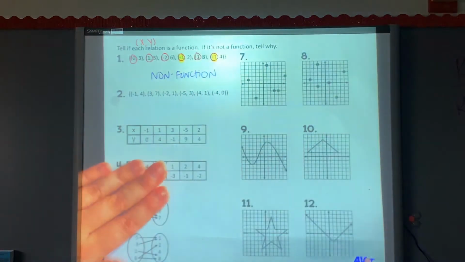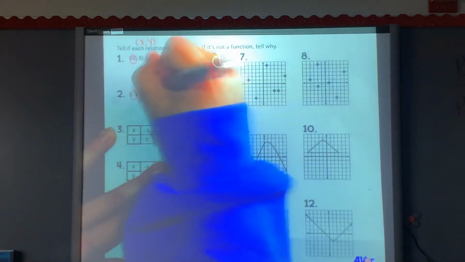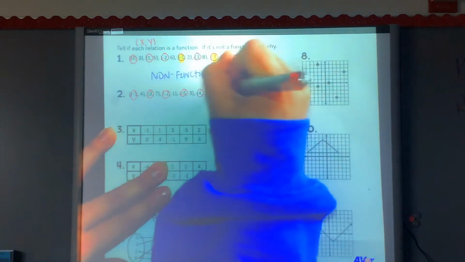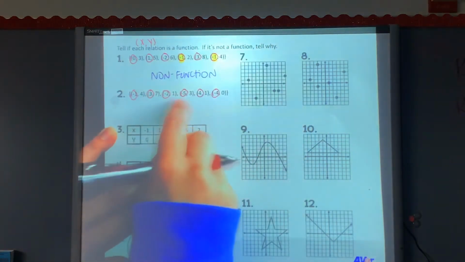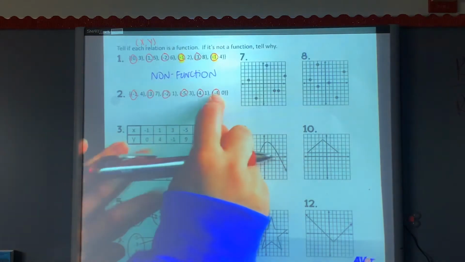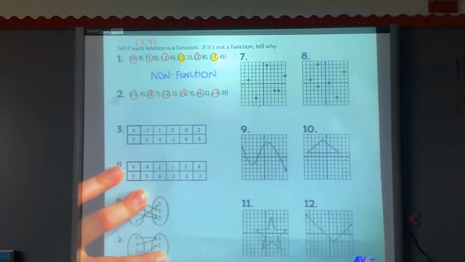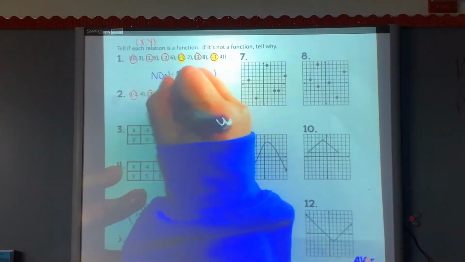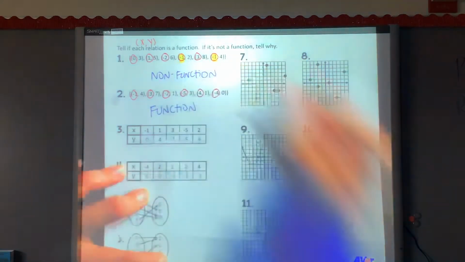All right, next, let's look at number 2. I have -1, 3, -2, -5, 4, and -4. None of these repeat. These are all different numbers from each other. So this one is a function. It works. It does not repeat any x's.